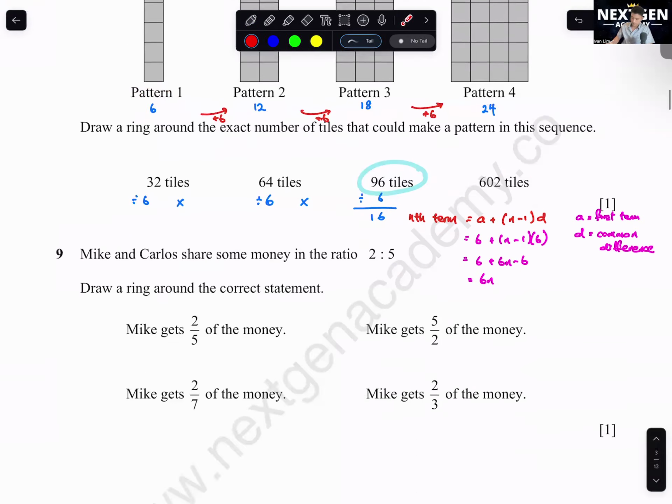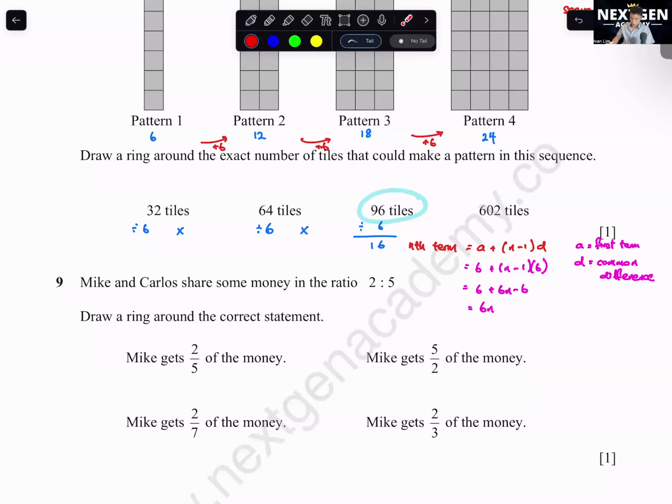All right, let's go to number 9. Mike and Carlos share some money in the ratio 2 to 5. Draw a ring around the correct statement. Which one is correct? Mike gets 2 over 5 of the money, Mike gets 2 over 7 of the money, Mike gets 5 over 2 of the money, or Mike gets 2 over 3 of the money.